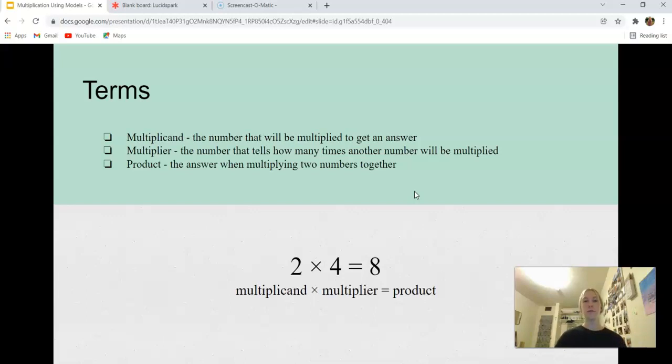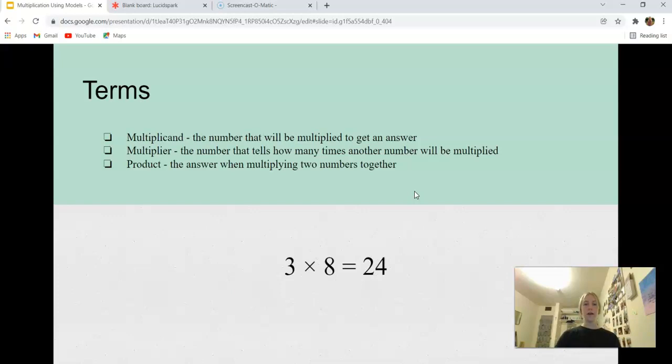So let's look at the problem. 2 times 4 equals 8. So we can see 2 is the multiplicand because this is the number that's going to be multiplied in order to get an answer. The multiplier is the number 4. 4 is how many times we are multiplying the number 2. And 8 is the product. That is our final answer when we take 2 times 4 equals 8.